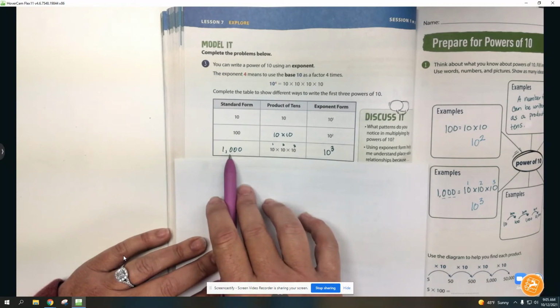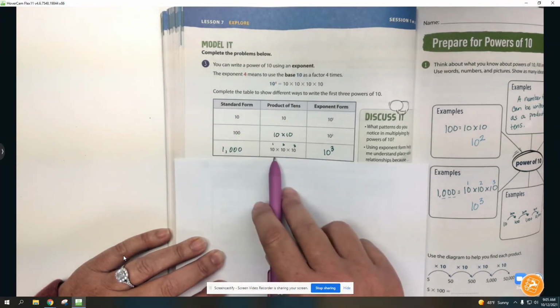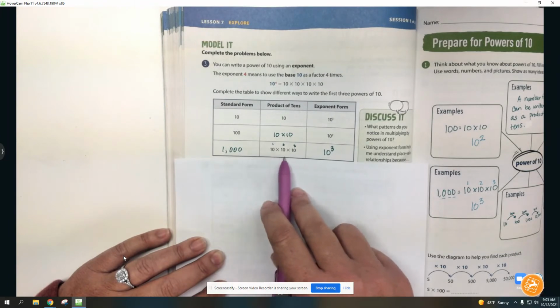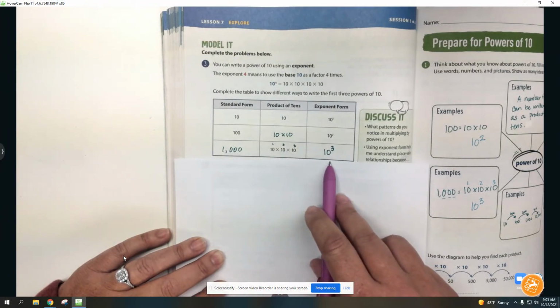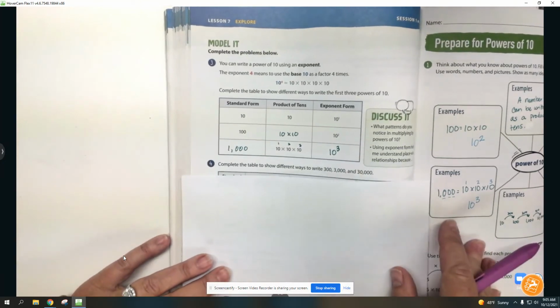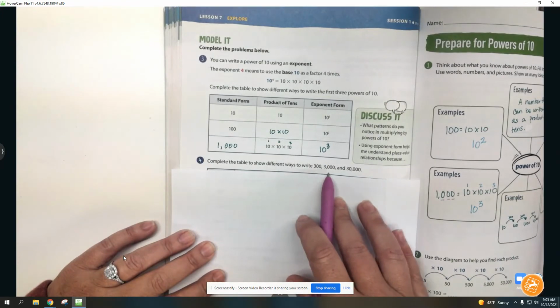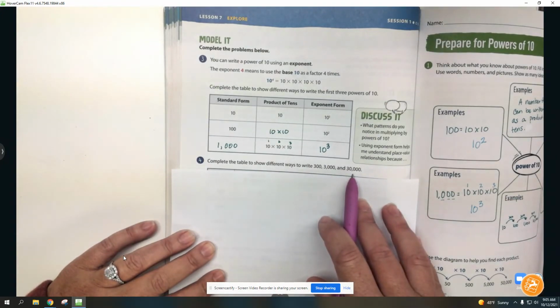So 1,000 in standard form is written as 1 with 3 zeros. As a product of 10, it's written as 10 times 10 times 10. And in exponent form, it's written as 10 to the third power. So now we're going to complete the table to show different ways to write 300, 3,000, and 30,000.